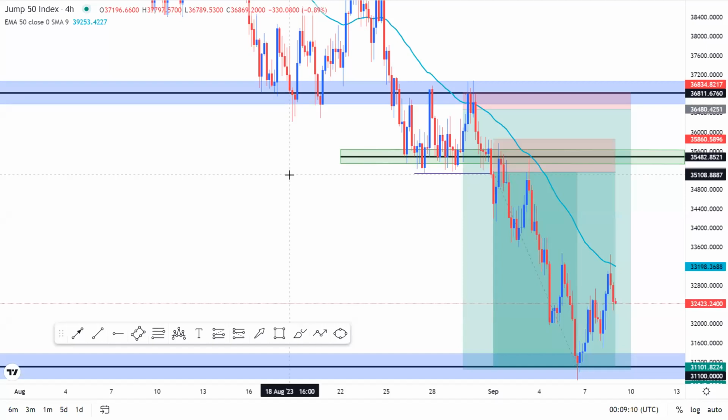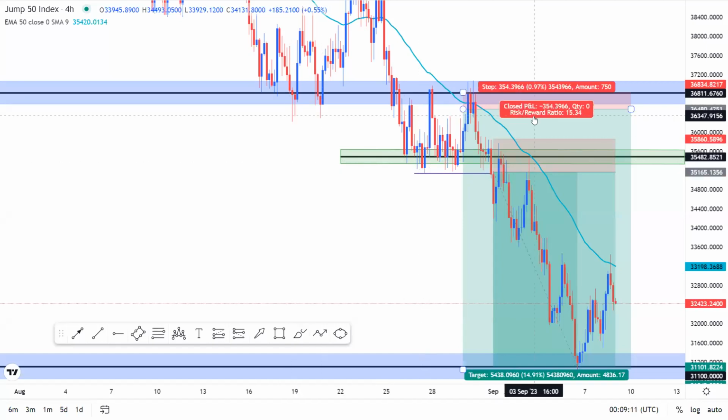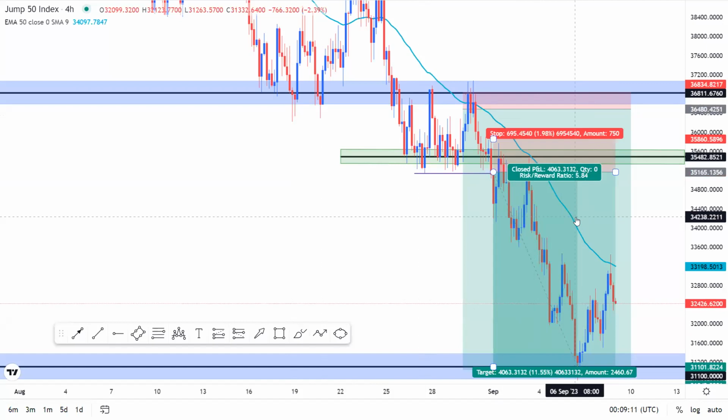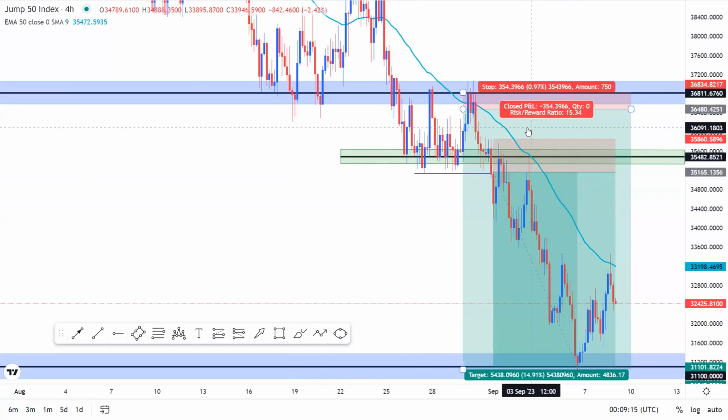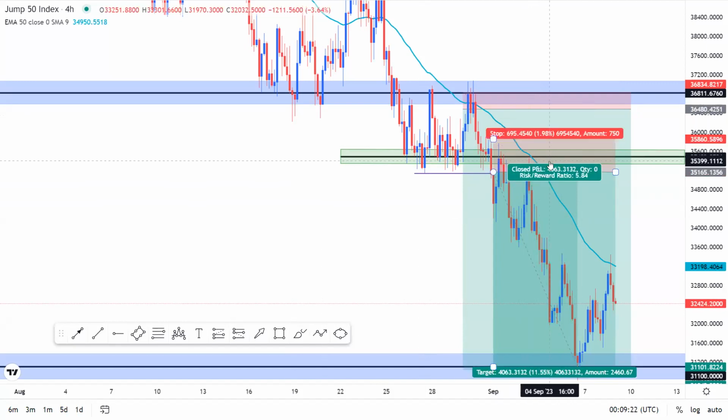I will be going over the 1 to 21 risk to reward trade I caught on Jump 50 index right here, breaking down my exact trade strategy.